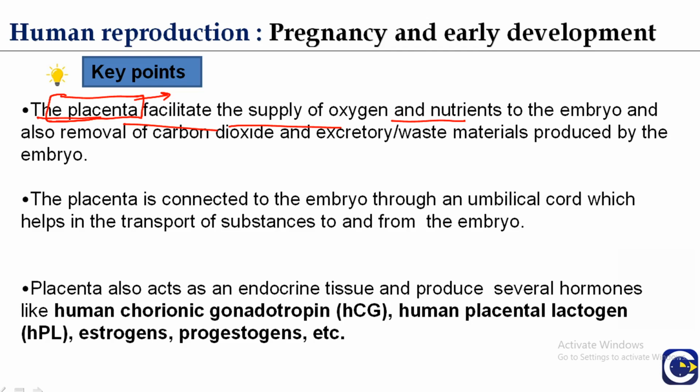So it supplies oxygen and nutrients to the embryo, and it removes the unwanted CO2 and excretory waste material produced by the embryo. As the embryo is growing, all the processes of life are running in the embryo also. During that process, excretory waste material is also generated, which is removed by means of the placenta. The placenta is connected to the embryo through an umbilical cord.